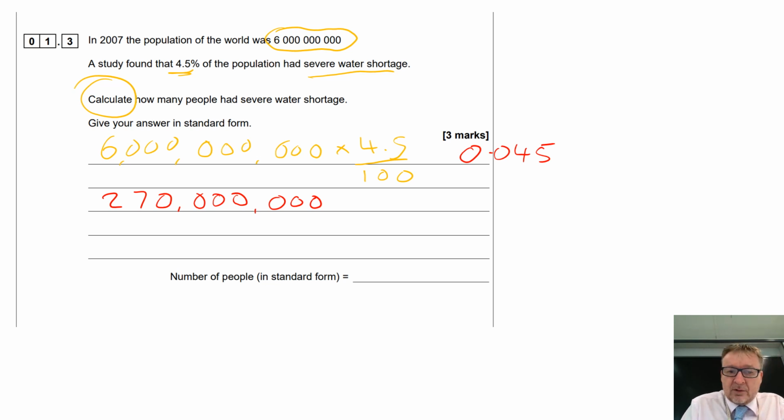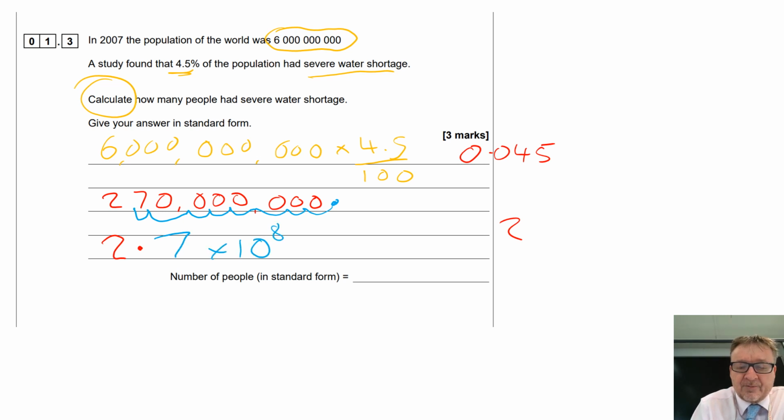Now I've got my answer there, and I could write it in and get 2 marks. But I've got to convert it to standard form. Standard form is where you've got the number at the start, then a decimal, and then the rest of the numbers following on from it. I'm going to work this out in my head, in blue. The decimal point is there, and I go 1, 2, 3, 4, 5, 6, 7, 8. So I've moved it 8 times. So it's 2.7 times 10 to the 8, and my answer there will be 2.7 times 10 to the 8.